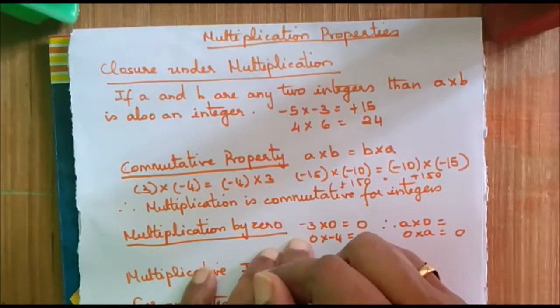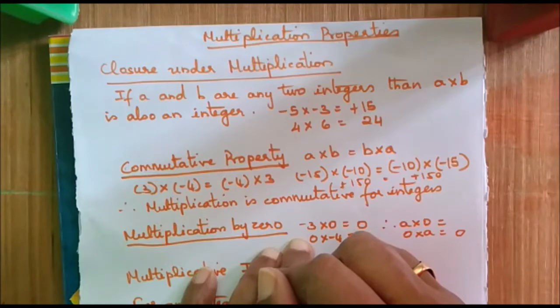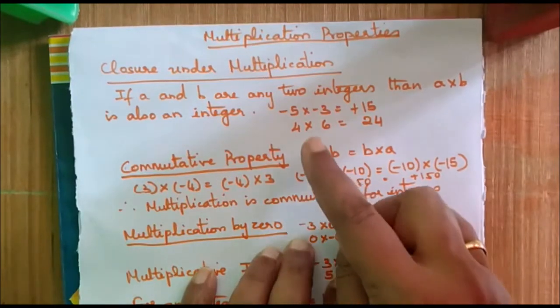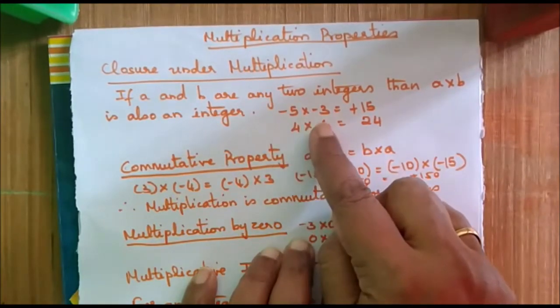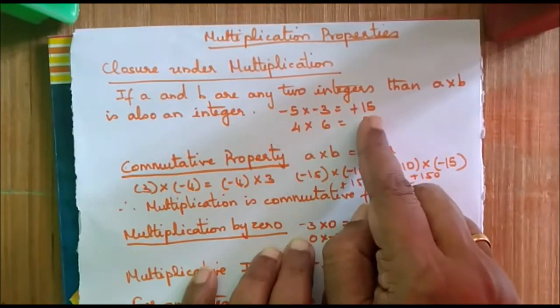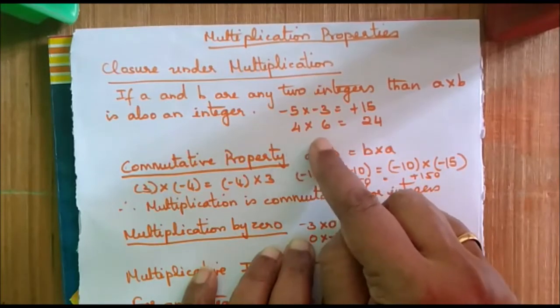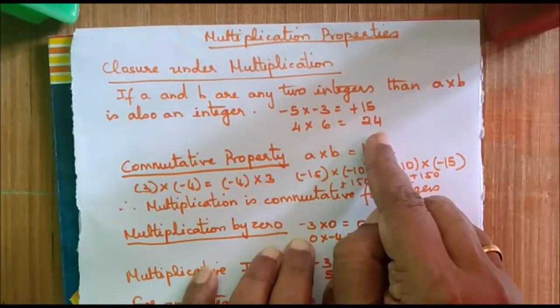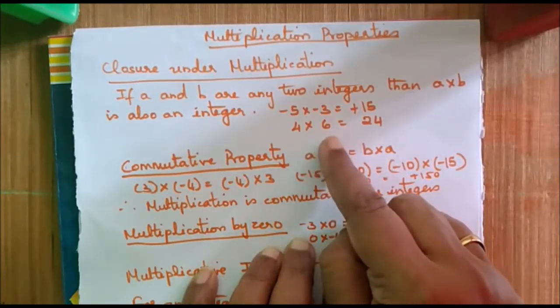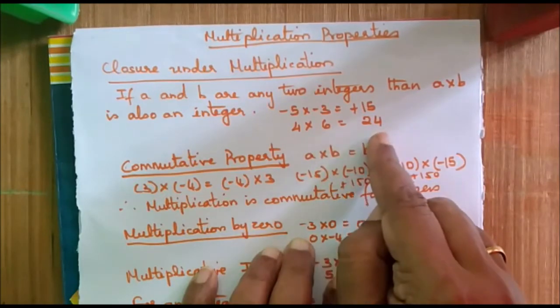Closure under multiplication. If a and b are any two integers, then a into b is also an integer. For example, minus 5 into minus 3 is equal to plus 15. Similarly, 4 into 6 is equal to 24. Therefore, if a and b are any two integers, then the answer will also be an integer.